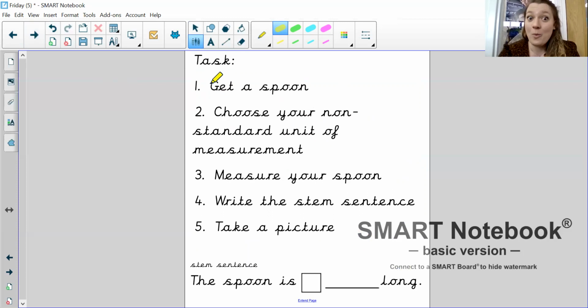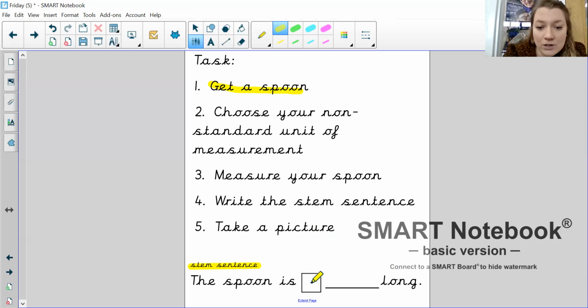So your first job is to go and get a spoon. Choose what you're going to measure it with. Measure your spoon. Oh, and then you need to write your STEM sentence and take a photograph of what you've been measuring. So the STEM sentence is down at the bottom of the screen. The spoon is something, something long.